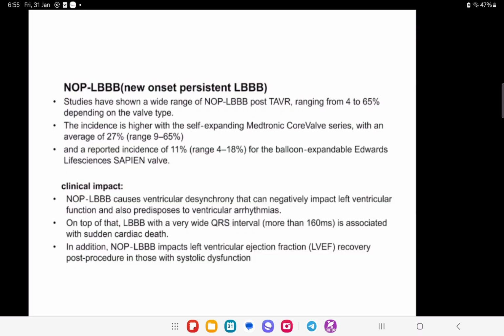Clinical impact: left bundle branch block causes ventricular dyssynchrony that can negatively impact left ventricular function and also predisposes to ventricular arrhythmias. On top of that, left bundle branch block with a very wide QRS interval of more than 160 milliseconds is associated with sudden cardiac death. In addition, it impacts the left ventricular ejection fraction recovery post-procedure in those with systolic dysfunction.